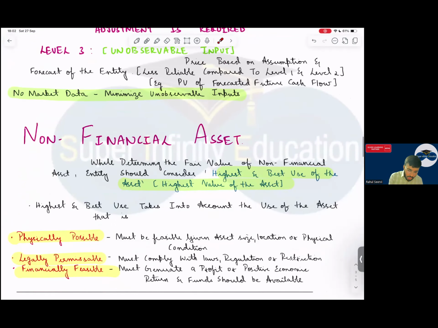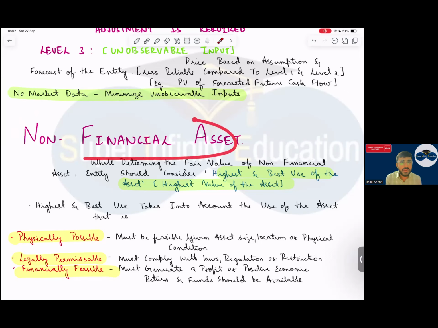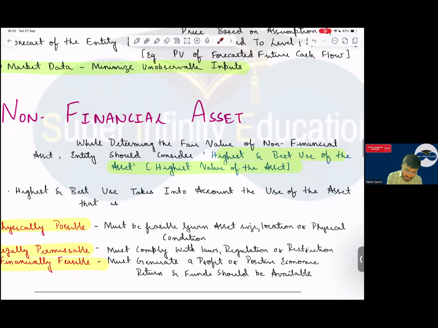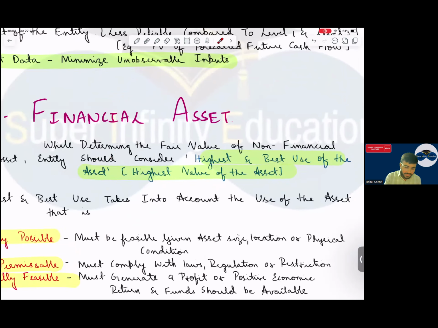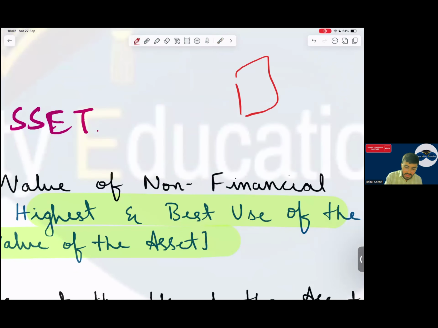Then, sir, for non-financial asset, IFRS 13 provides specific guidance. In case of non-financial asset, sir, how should we calculate the fair value? In case of non-financial asset, the entity should consider highest and best use of the asset. We should consider the highest and best use. So as I've taken an example above, this is a land. As of now, I'm using this for my agriculture purpose. But if I want to calculate the fair value, what will I see? What are the other options?